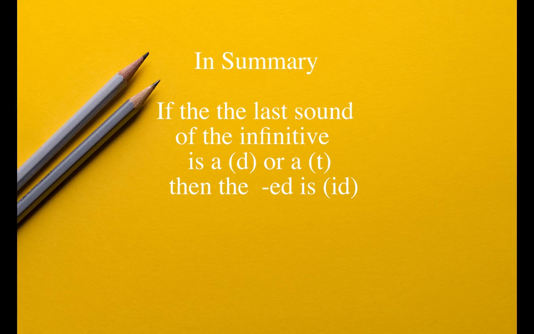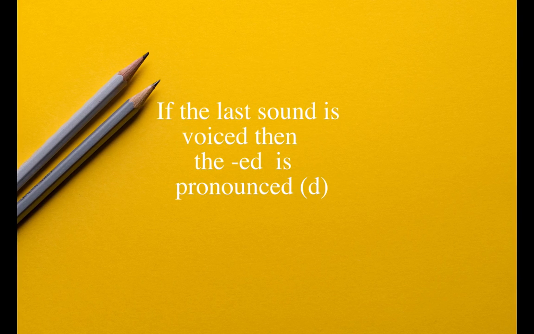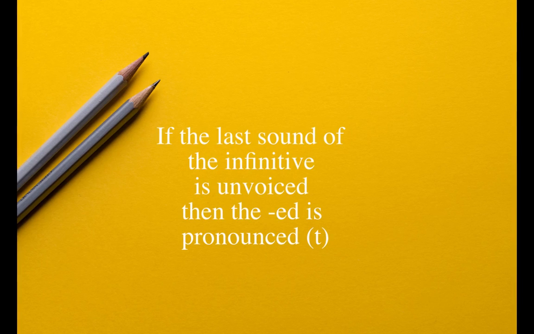If the last sound of the infinitive verb is d or t, it is id, as in wanted. If the last sound of the infinitive is voiced, it is pronounced d, as in borrowed. And if the last sound of the infinitive is unvoiced, it is pronounced t, as in picked.